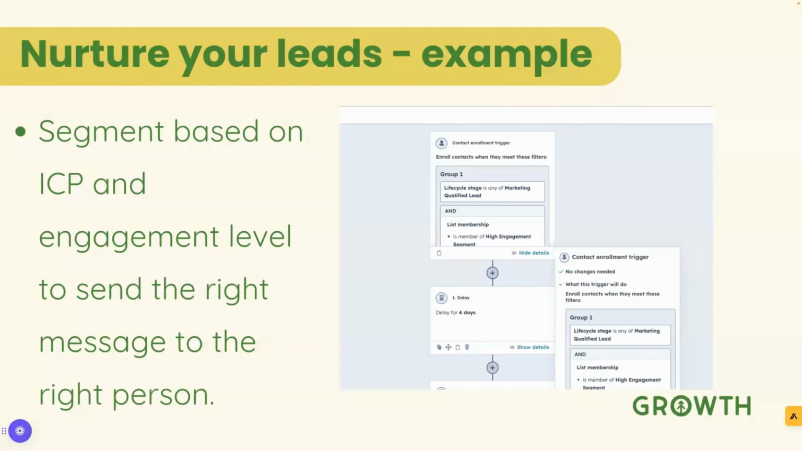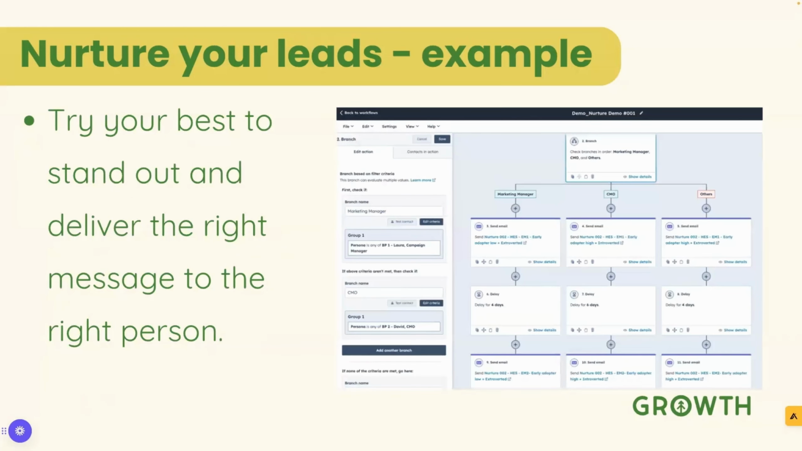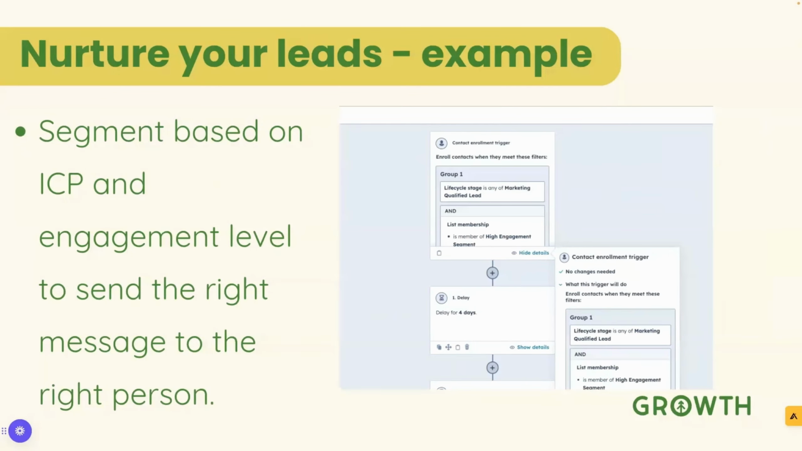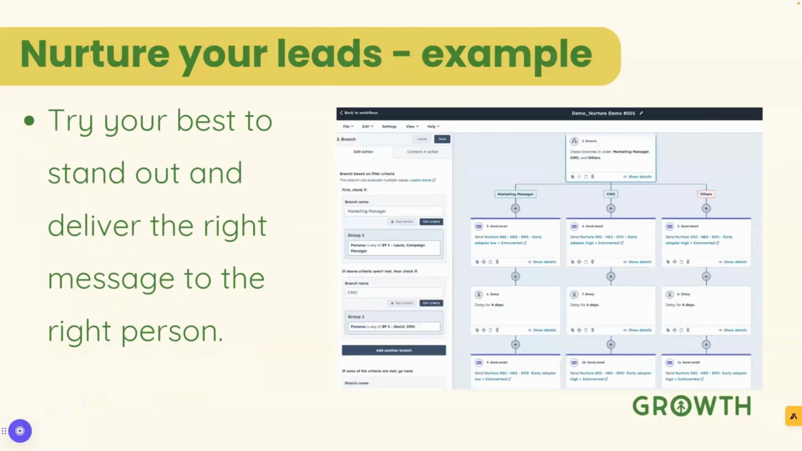What I have here is lifecycle stage is any of marketing qualified lead. And again, I'm saying I want all my marketing qualified leads that are highly engaging with my content, and based on that, I'm sending different types of messages to different people. You can see next that I have a branch, where I'm choosing the persona. So again, I have my highly engaged marketing qualified leads.